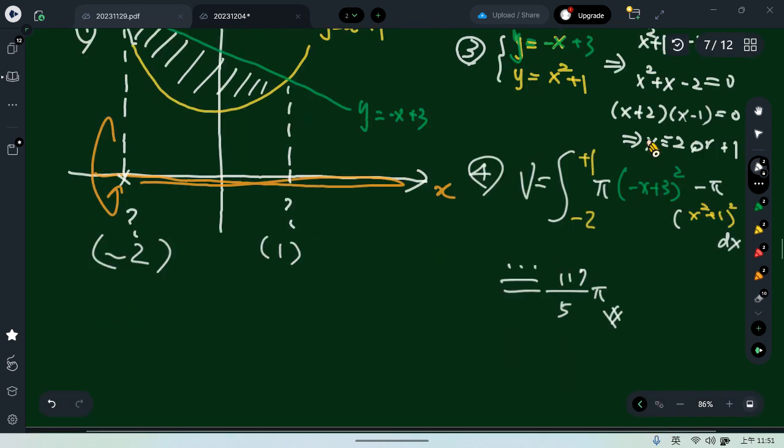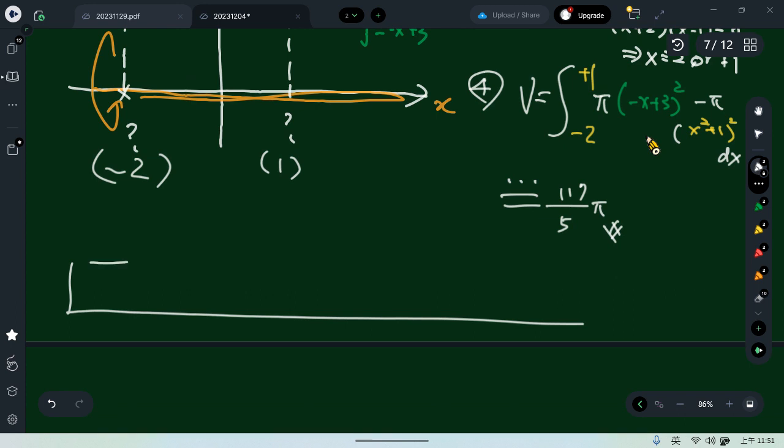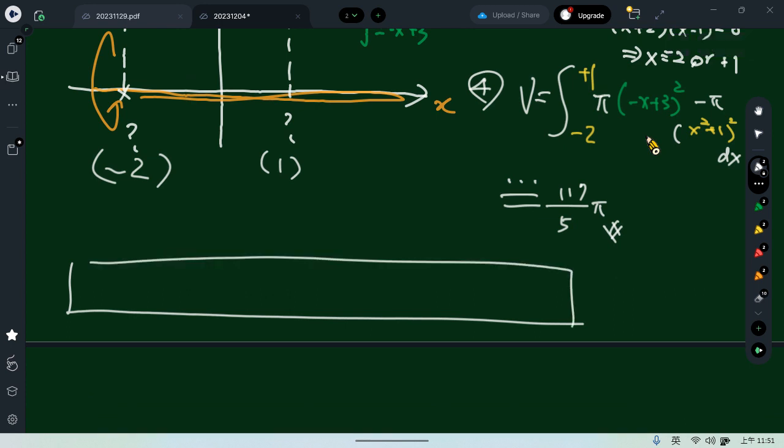So this is section 1. Actually, section 1 includes many parts. Section 1 includes cross-section, the disc method, and the washer method.